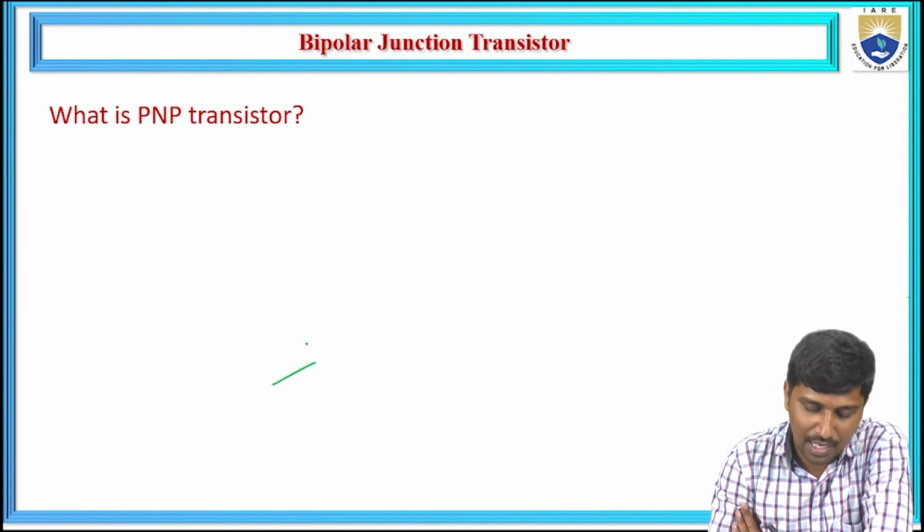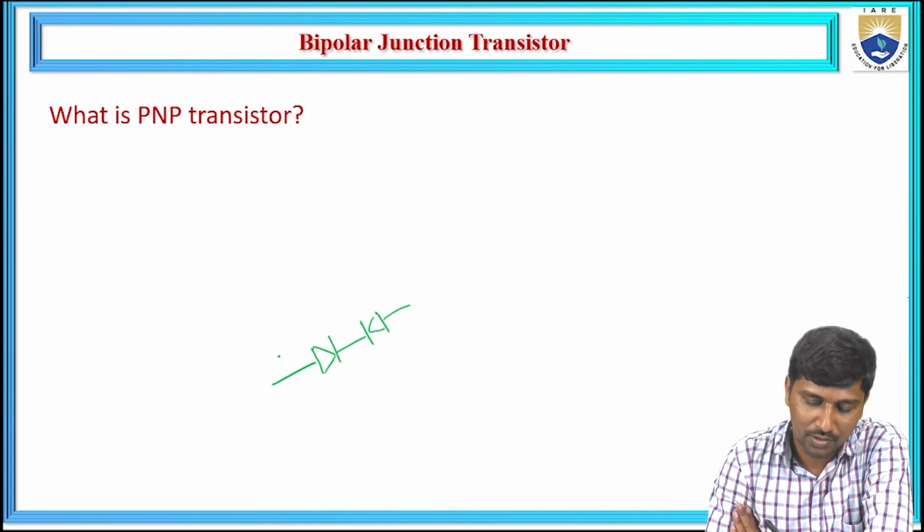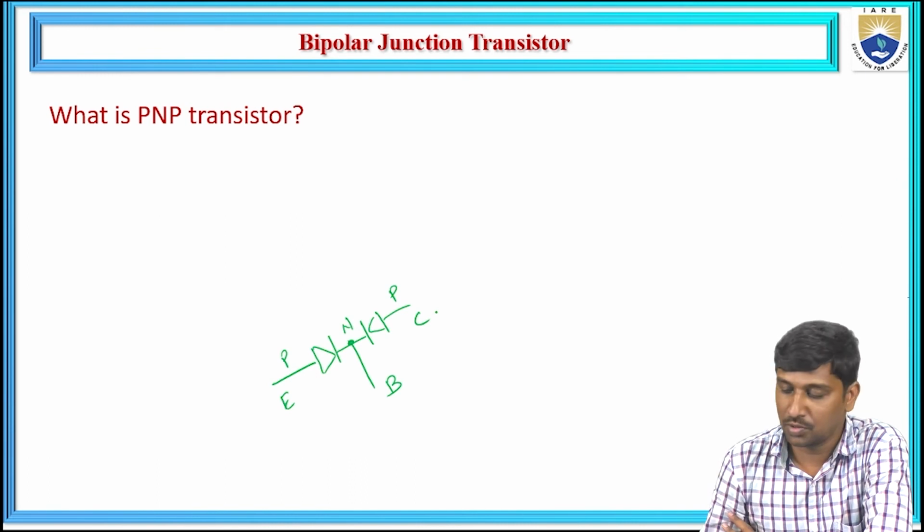Now similar to that, what is a PNP transistor? A PNP transistor means again two PN diodes are connected back to back. So this is P and N, this is P. Here this interconnecting medium is the base, and here the emitter and the collector.